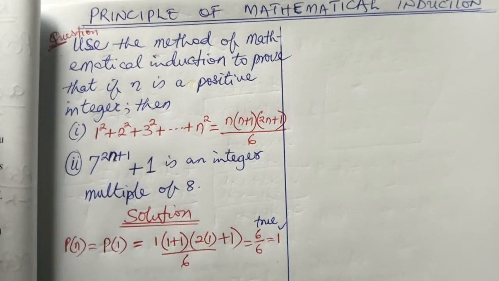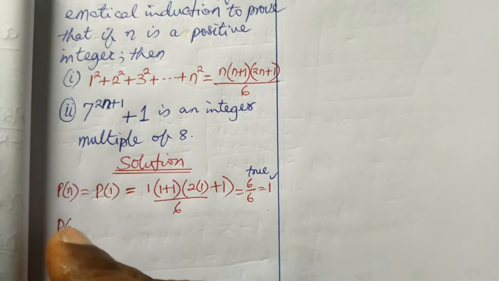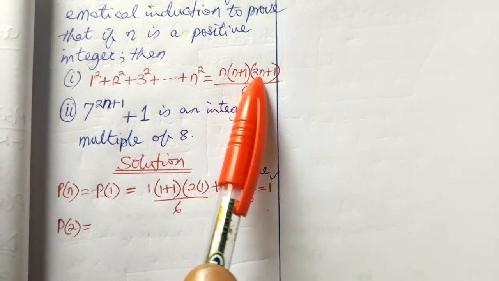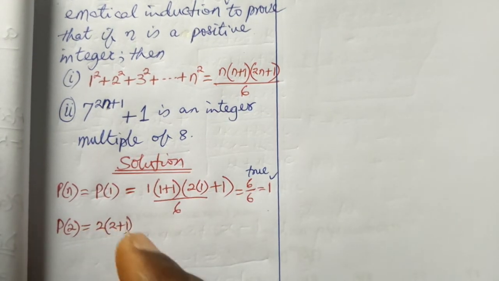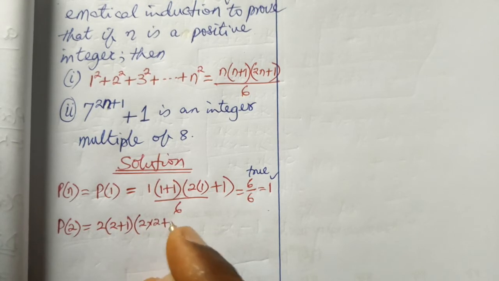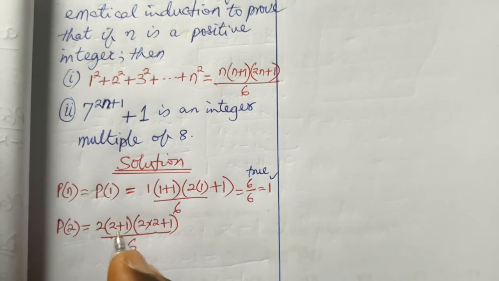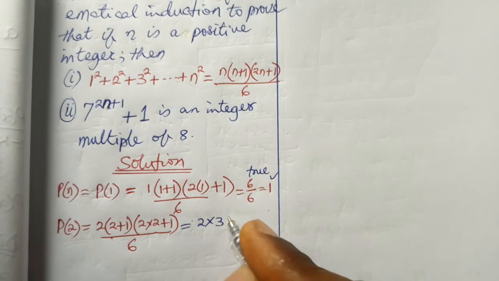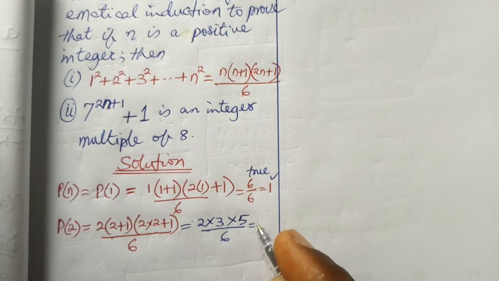Let's do the second one, which is P of 2. Now we put 2 anywhere we see n. So it will be 2 into 2 plus 1, 2 times 2 plus 1 all over 6, and that's 2 times 3 times 5 all over 6, so it's equal to 5.